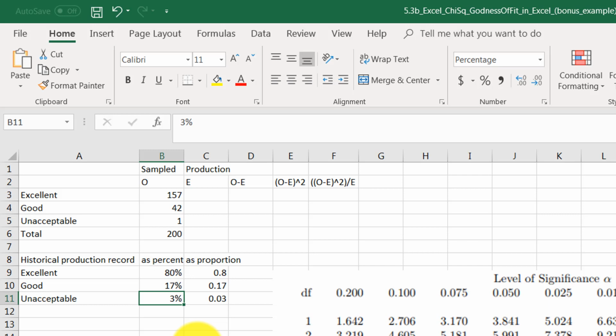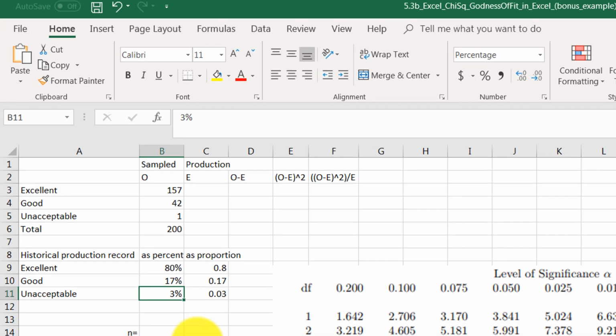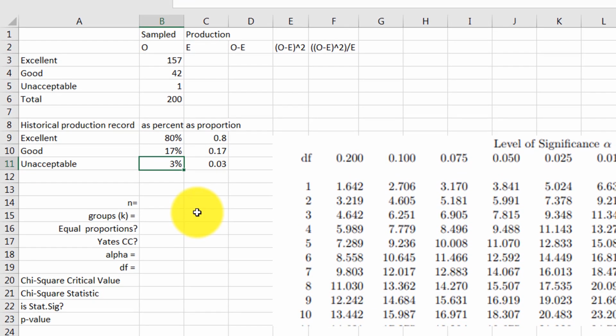And in the Excel sheet here, just for the purpose of the walkthrough, I have some information pre-populated, such as the steps for the chi-square, and some helper cells down below. So let's go ahead and start with some of the helper cells.